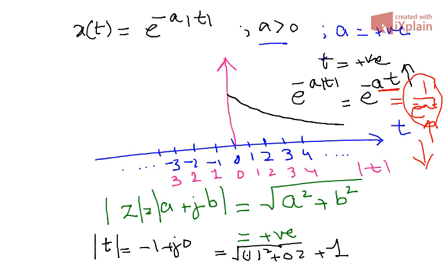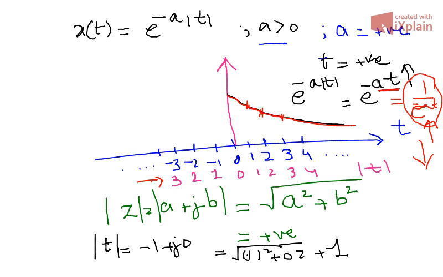And for 1, if it has some value, for 2 it would be a smaller value, for 3 it would be further smaller, right? So you can see that this is actually a decaying exponential for positive values of t. For negative values of t, the absolute values are positive, right?